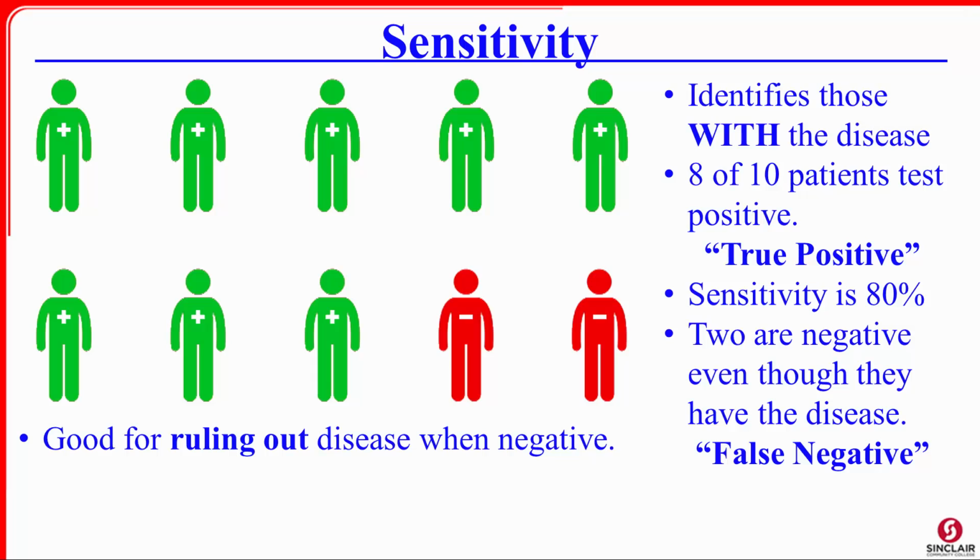So a test that is highly sensitive is good for ruling out a disease when the test is negative. So if I have a test that is, let's say, 95% sensitive, if that test is negative, I know with a 95% assurance that I've ruled out that disease.